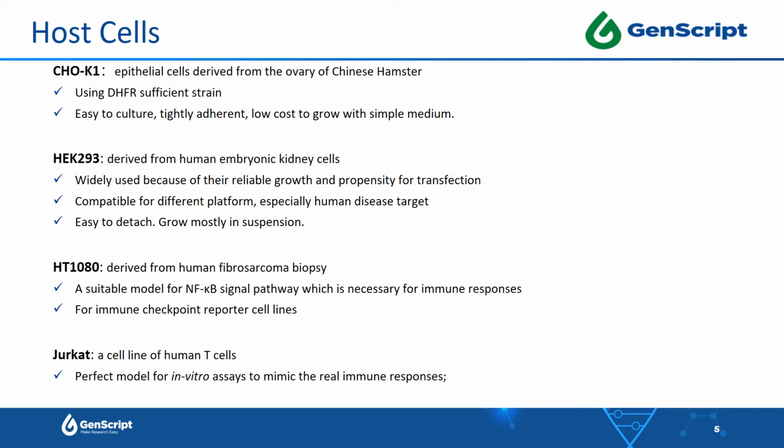Jurkat is also our option. This cell is a cell line of human T cells. Therefore, they're the perfect model for in vitro assays to mimic the real immune responses.